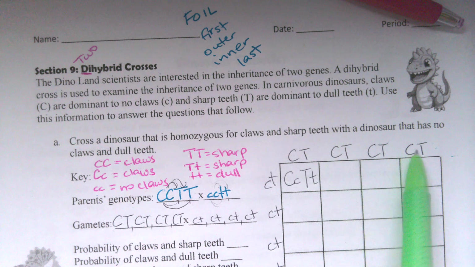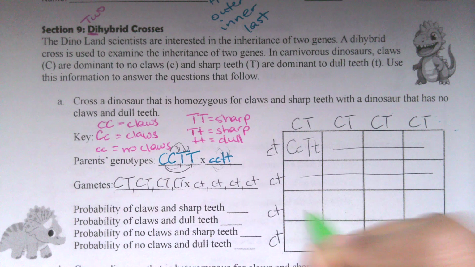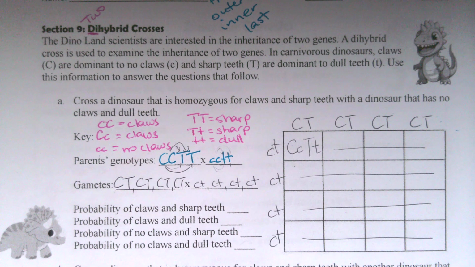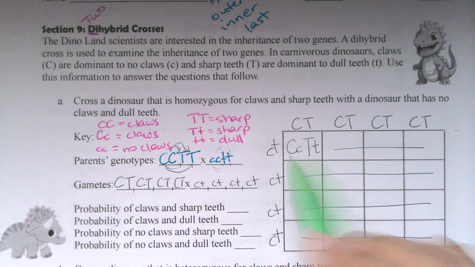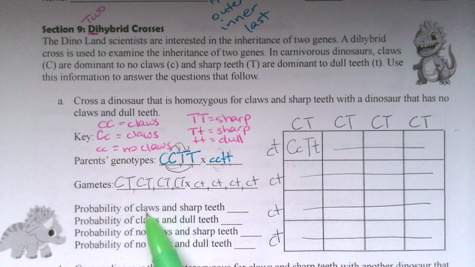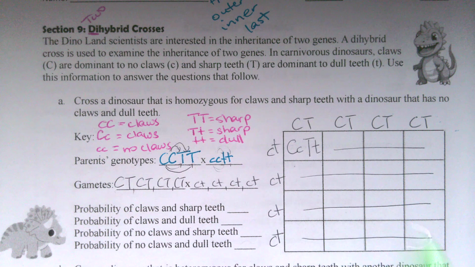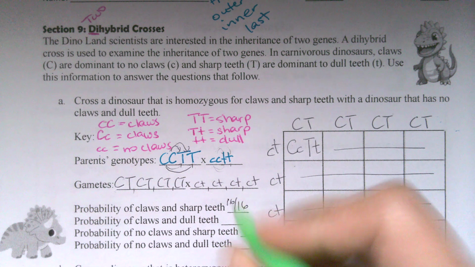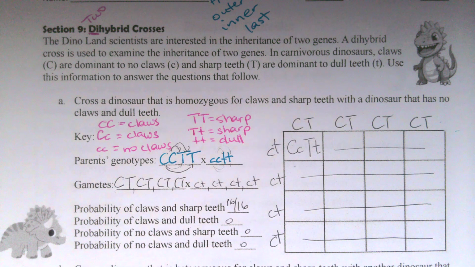Now because I have the same things on both sides, every single box will have the same combination of alleles. Okay. Now this is going to give me claws according to my key and then sharp teeth. So the probability of claws and sharp teeth will be, if you count these boxes, I have 16. So 16 out of 16 or 100%, right? That means all these others are 0. Okay, we'll stop there for today.